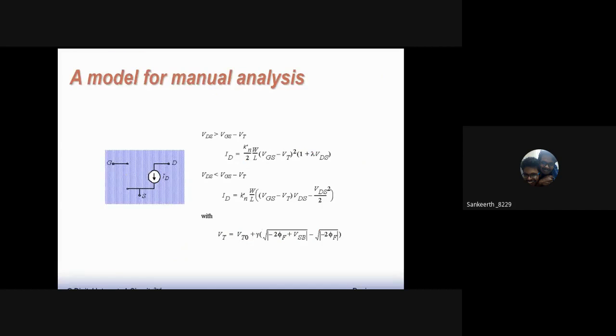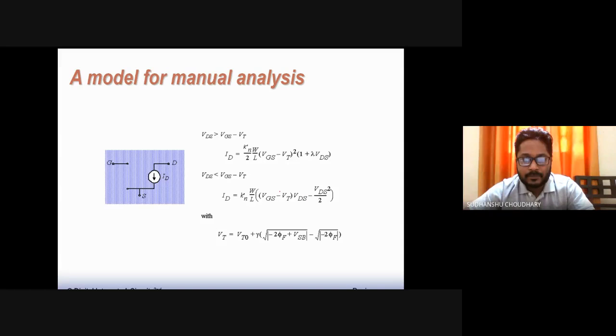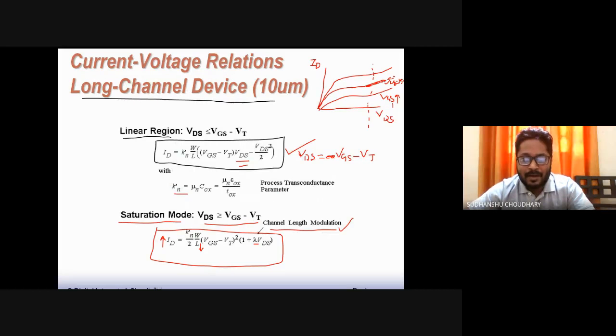Sir, excuse me. Yeah, please. Sir, is the channel length modulation parameter used only if the MOSFET is in the saturation region? Correct. Channel length modulation comes into the picture only when the MOSFET is in the saturation region. That is why this is my saturation region equation, where I have included lambda, but in the linear region there is no need for this lambda.